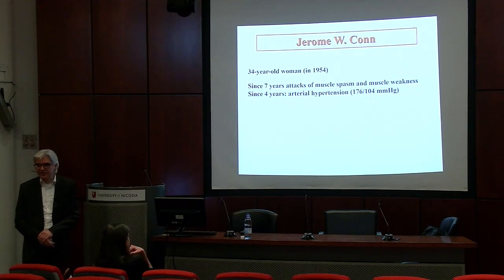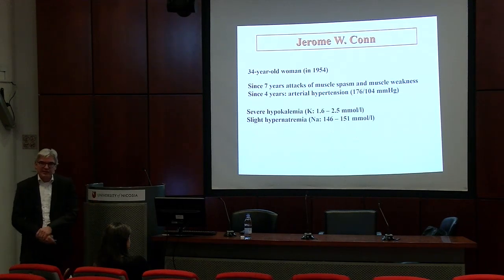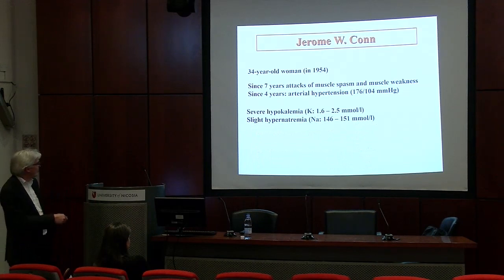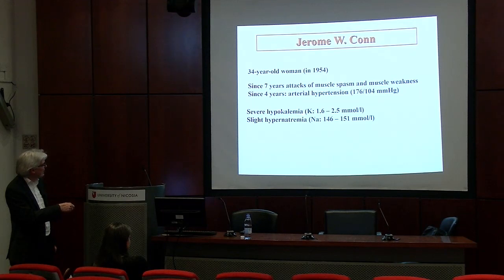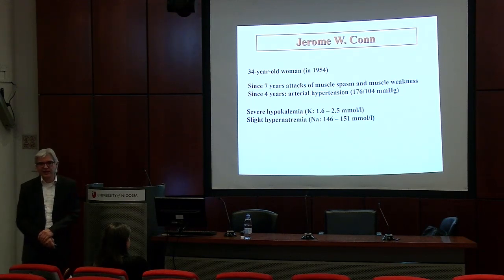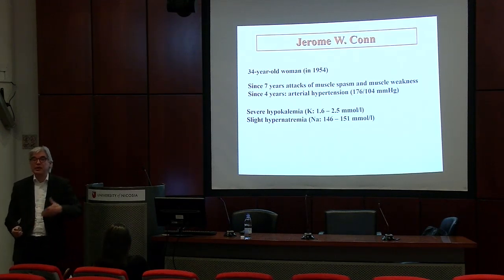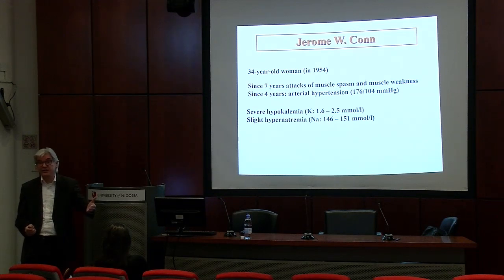And a lot of physicians had tried to find the underlying cause of these problems. So with the possibilities that they had in those days, they found that this patient had a very severe hypokalemia, and that sometimes there was also a high plasma sodium concentration. But they couldn't find what was the reason for these abnormalities. For example, they looked for Cushing's syndrome, but this lady did not have Cushing's syndrome. So actually, nobody knew what was going on in this lady.